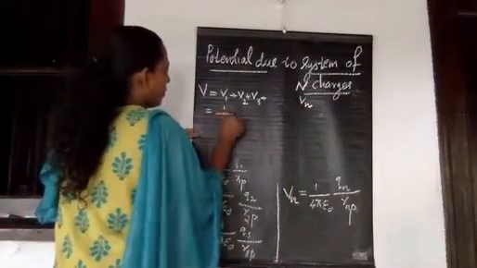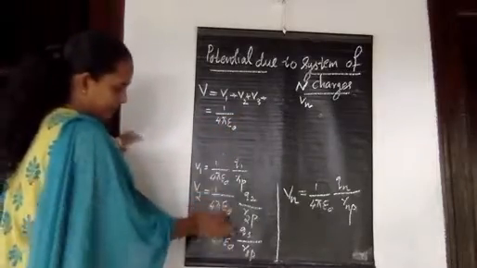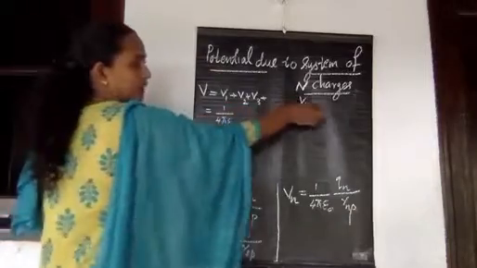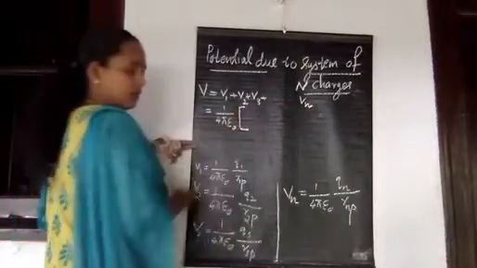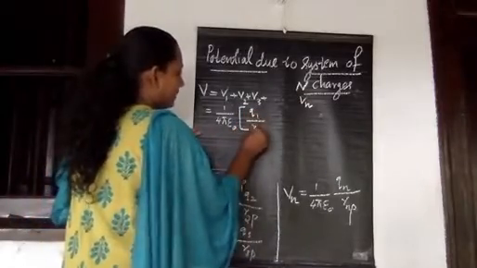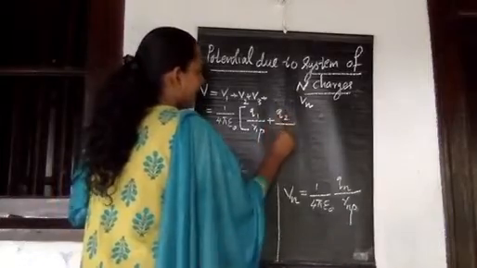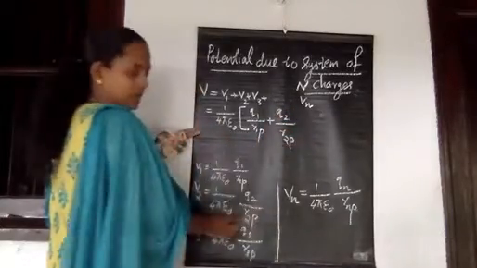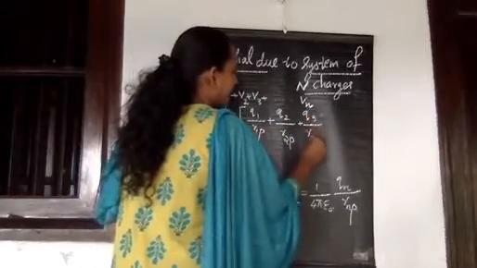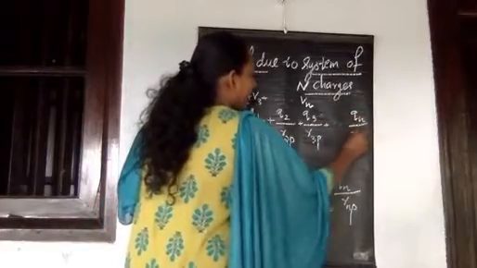Then that is equal to 1 by 4 pi epsilon 0. 1 by 4 pi epsilon 0 is common everywhere, so we can take it outside. Then what remains? Q1 divided by R1P remains, plus Q2 divided by R2P for the second term, and the next term is Q3 divided by R3P, etc. For the nth term, it becomes Qn divided by RnP.